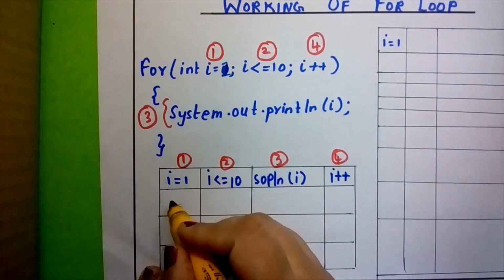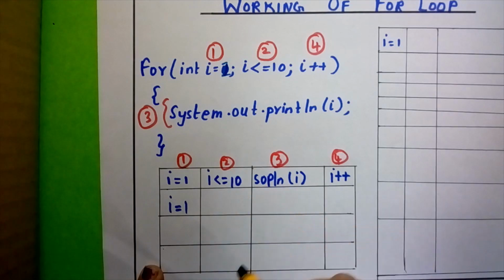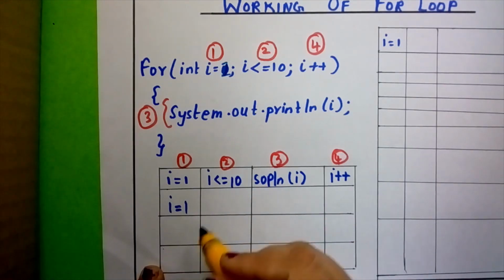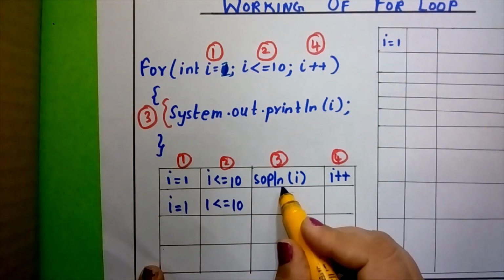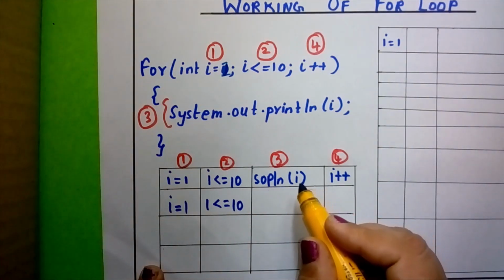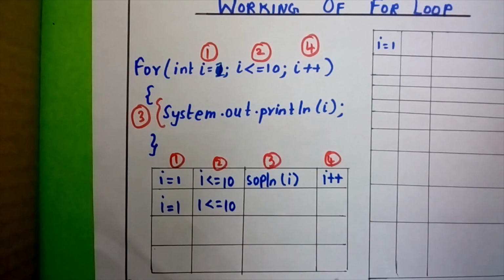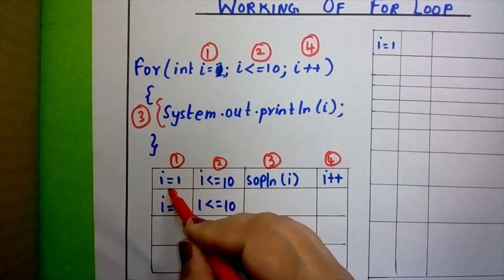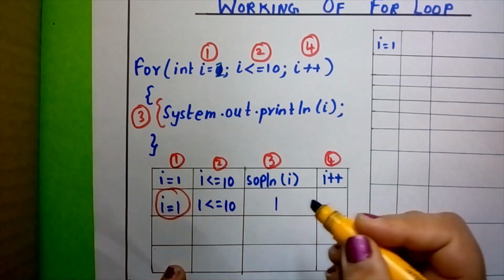So I said i = 1. So the initial value, i <= 10. What is the value of i for me? 1. So 1 is less than or equal to 10. So System.out.println(i). So what is it going to print? It is going to print the value of i. What is the value of i here for me? The value of i is equal to 1. So it is going to print 1.